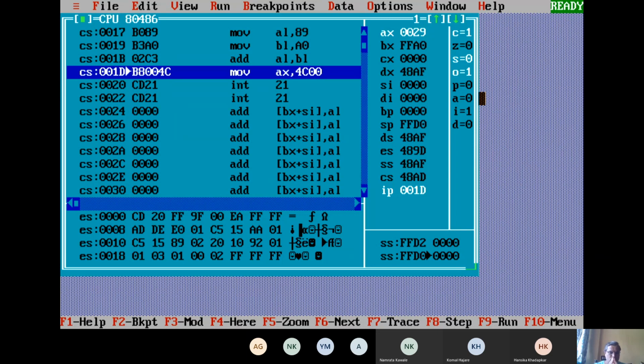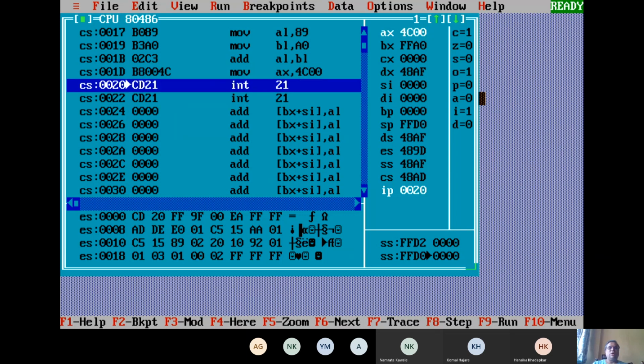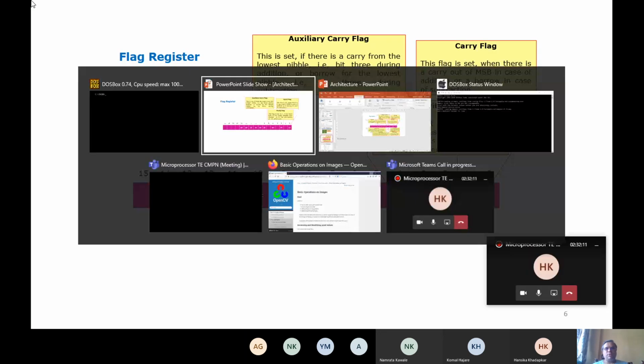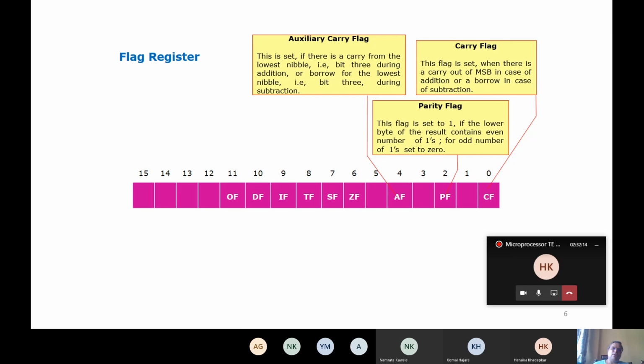Now I hope you have understood the auxiliary carry flag, when it will be set and when it will be clear, right? So I will just quit this. We will get back to our presentation. So when the auxiliary carry flag will be set and when it will be clear, we have written. But what is the use? Why does the processor indicate this status? What is the practical use of this flag?